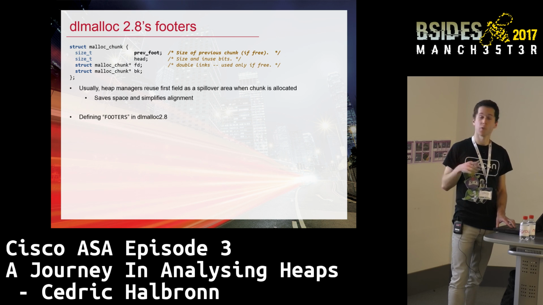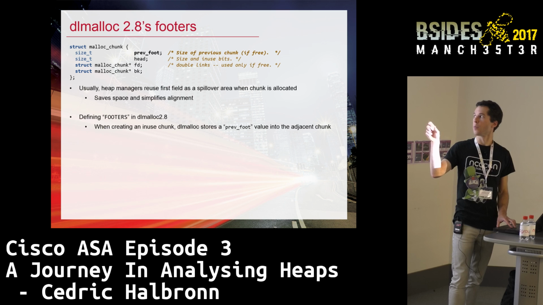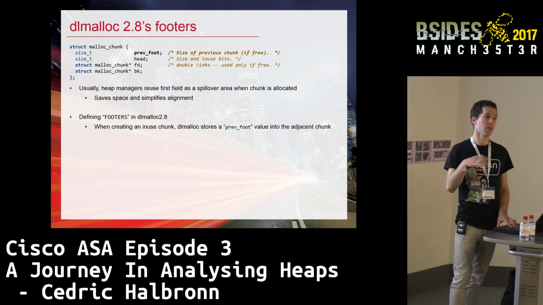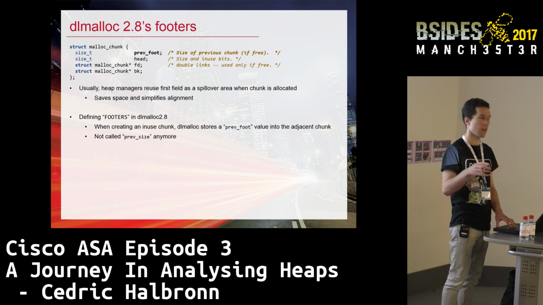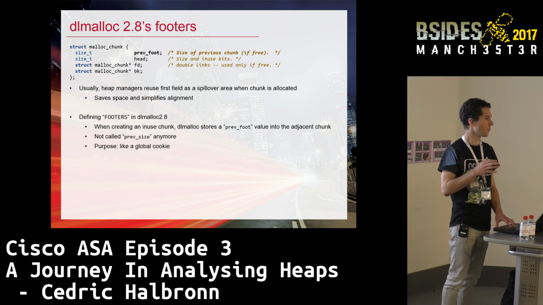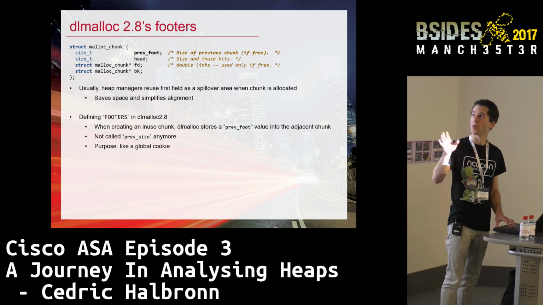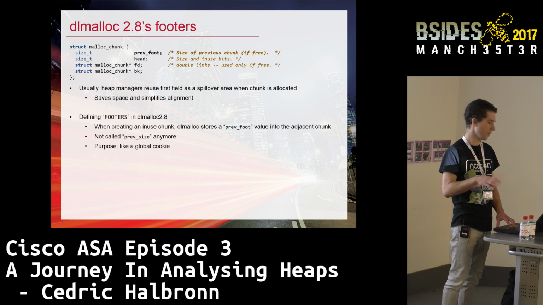But for the newest version of dlmalloc, if you define footers, instead of using this part of memory as a spillover, when you create an inuse chunk, it will store into the prevfoot of the adjacent chunk some specific magic as a security measure. So it's not called prev size anymore, it's like a global cookie, and the purpose is that if you corrupt the adjacent chunk, you don't know the cookie, so it's going to break and the heap allocator is going to abort or assert.